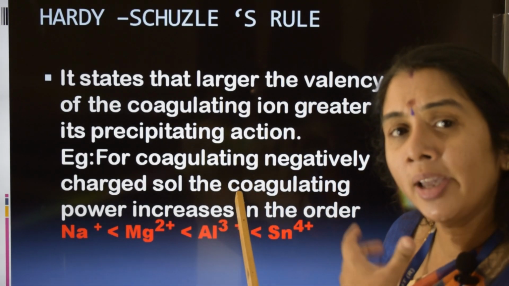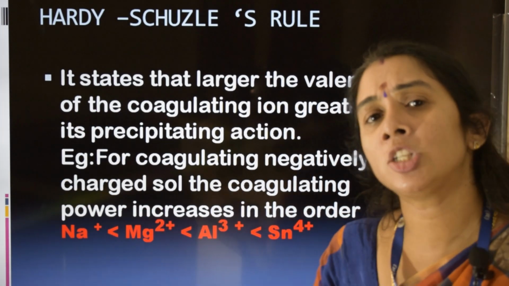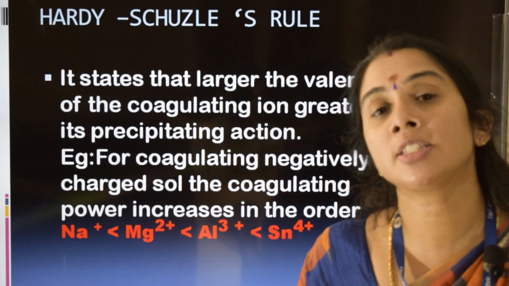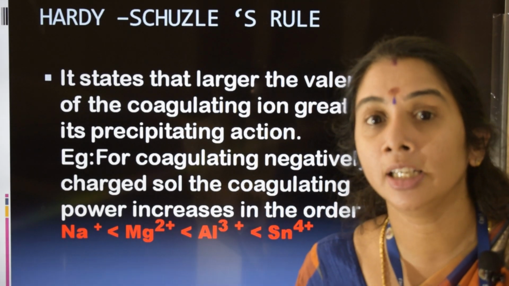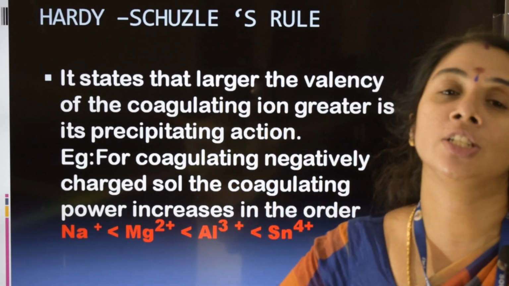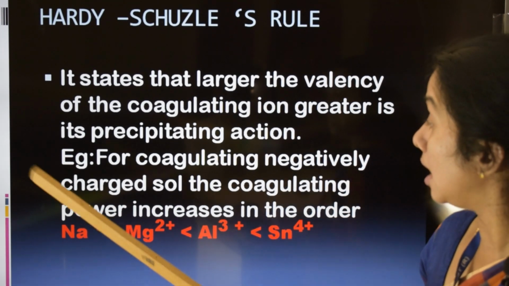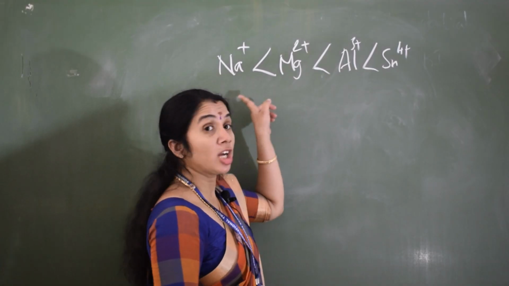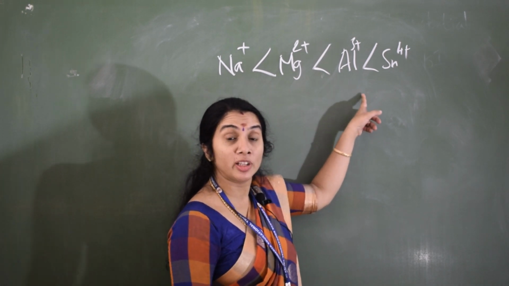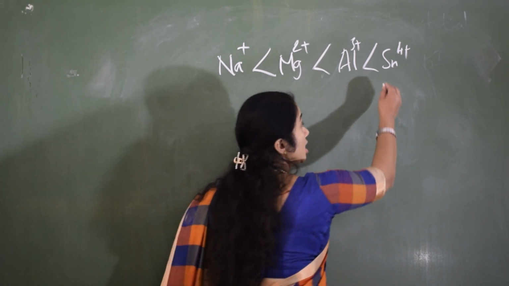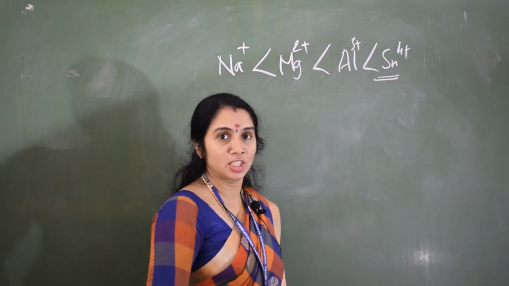Now when there is greater coagulating power, what will be its flocculation value? That is what you should understand for the competitive exam. So flocculation value is inversely related. They will have less flocculation value. So increasing in this order, according to the Hardy-Schulze rule, the coagulating power increases with the valency. Hence, tin ion has more coagulating power.